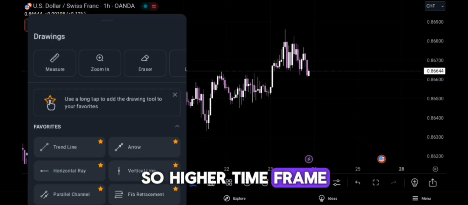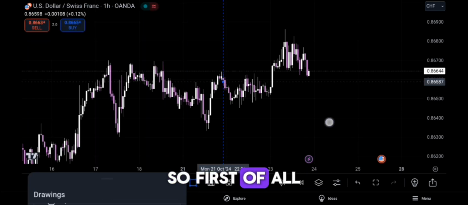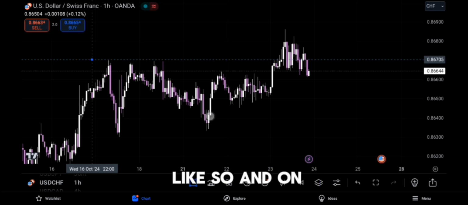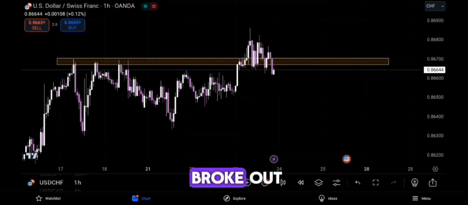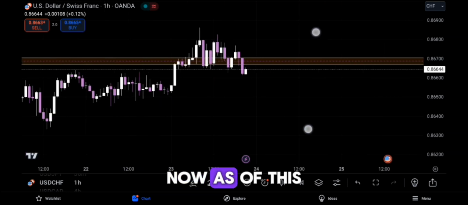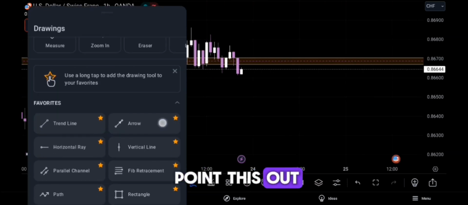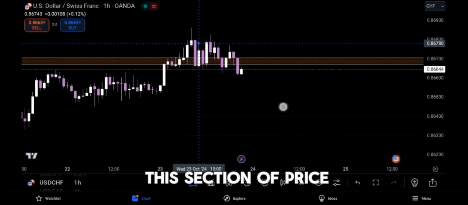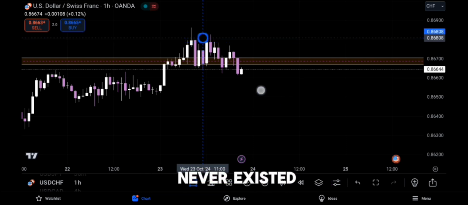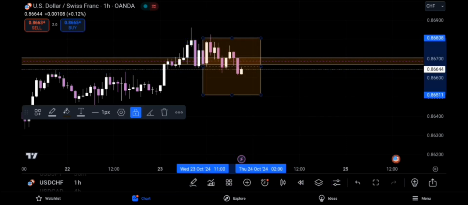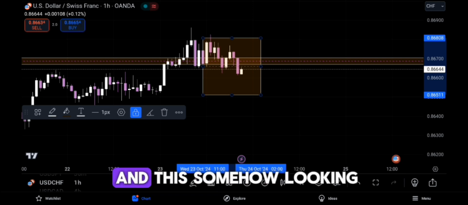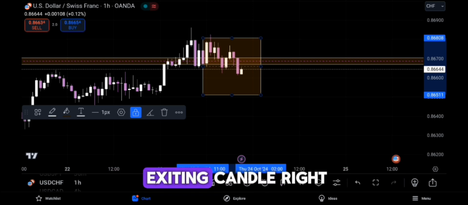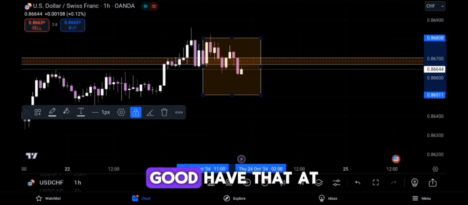So higher time frame, key level. First of all, we're going to have to get our key level like so. And on the key level, what do we see? We see that price broke out. Now, as of this morning, I'm going to point this out, this section of price never existed. All we had was this breakout, this pullback candle, and this somehow looking exiting candle, right? Good. Have that at the back of your mind.